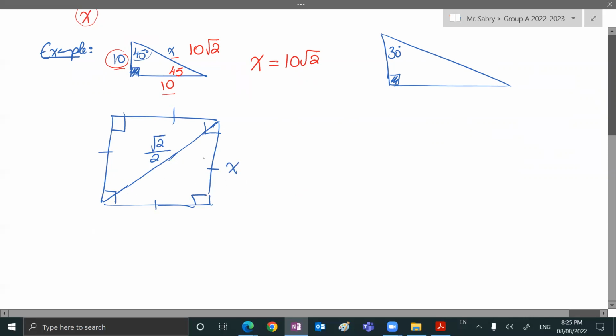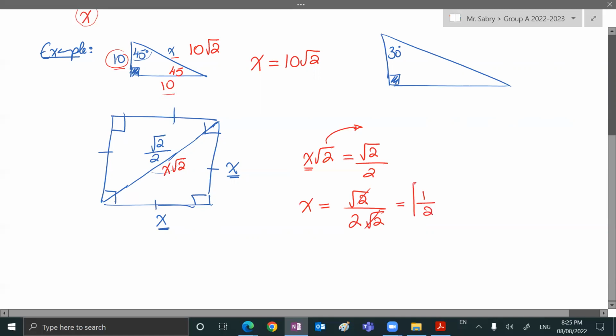So because we know that this is a square, we know if this is x, this one should be x as well. And that one, which is the hypotenuse, should be, according to the formula, x root 2. Now take this and solve it as an equation. X root 2 is supposed to be equal to root 2 over 2. Now let's try to find the value of x by moving root 2 to the other side by division. So x will be equal to root 2 over 2 divided by root 2. These will cancel each other, and the remaining will be just half. So that is the length of the side of the square.